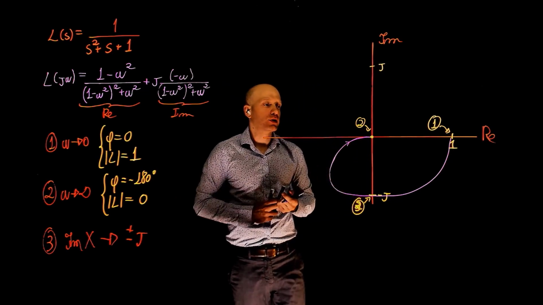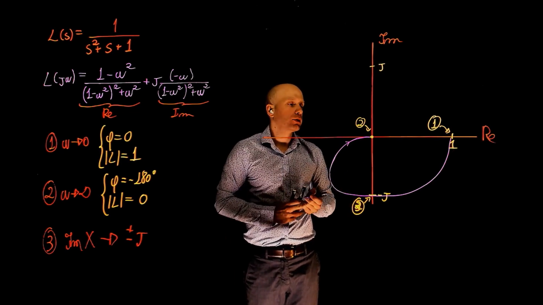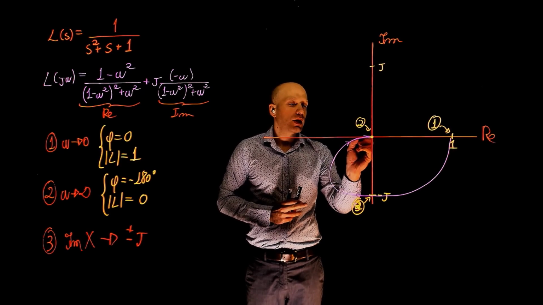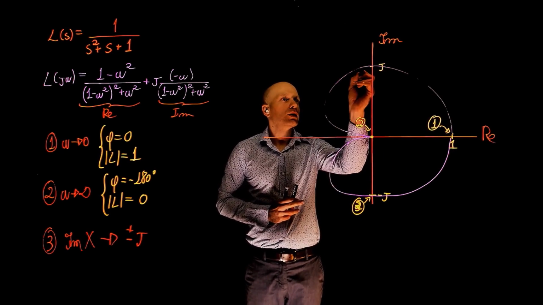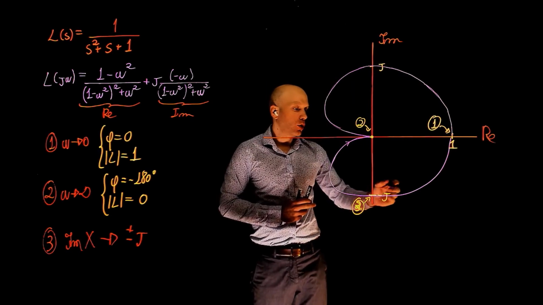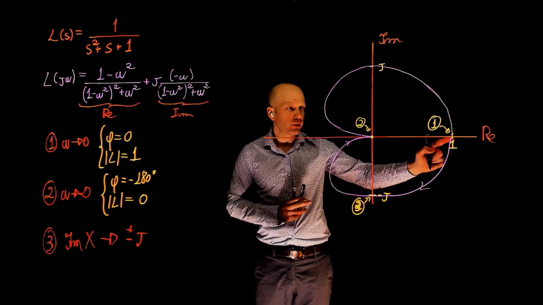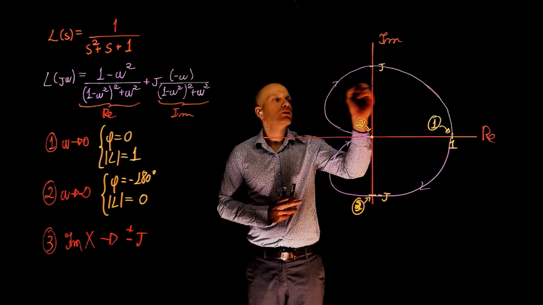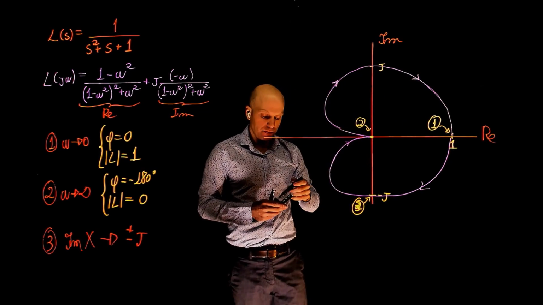This is half of the Nyquist plot, but we know that the Nyquist plot is always symmetric with respect to the real axis, which means that the complete Nyquist plot should look like this. We know that the Nyquist plot goes clockwise. We went from this point to that point, so this will also go clockwise like that.